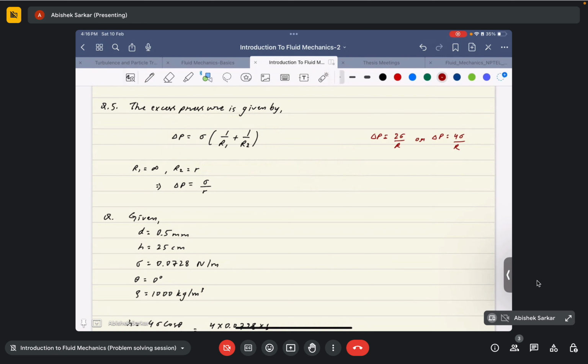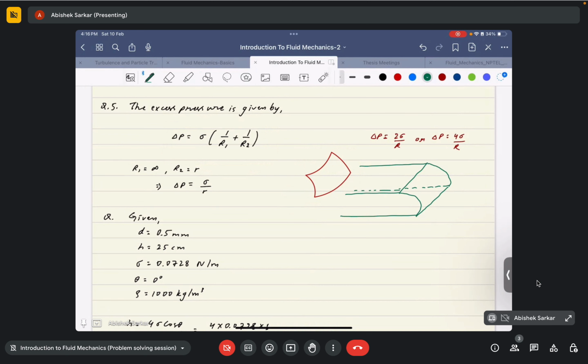Let me just draw it. It has two curvatures, right? First is this one, a certain curvature, and this has another certain curvature. This curvature has, say, radius r1, and this has r2. In the case of a liquid jet, one of the surfaces becomes straight, horizontal or vertical, whatever you may consider. So this is what a liquid jet looks like. I hope it is clear.